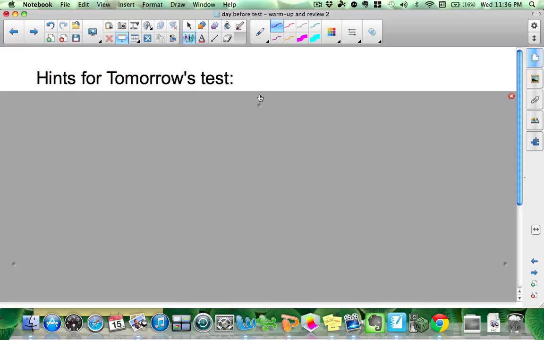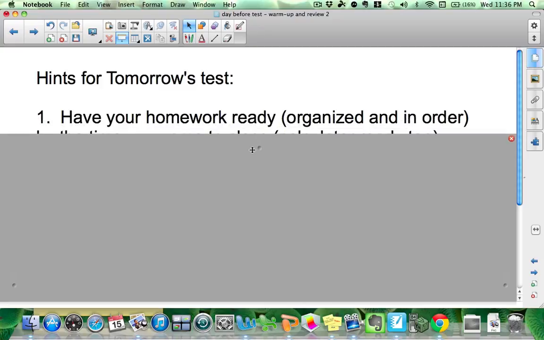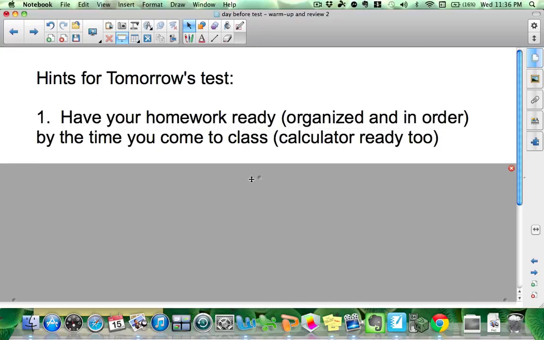The last thing I want to do is give you some hints for tomorrow's test. This is not hints in terms of what's going to be on it, but rather hints on how to best be prepared. First of all, please, please, please have everything ready by the time you come to class. Have your homework ready. It's organized, it's in order. Maybe all it needs is to be stapled, okay, by the time you come to class.